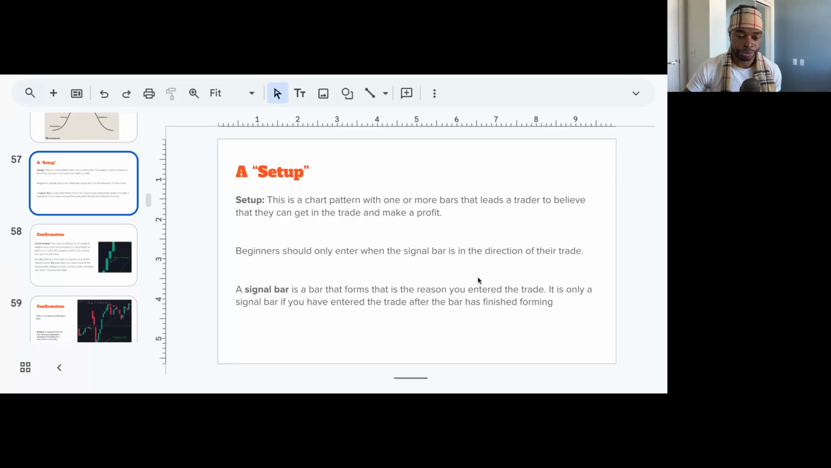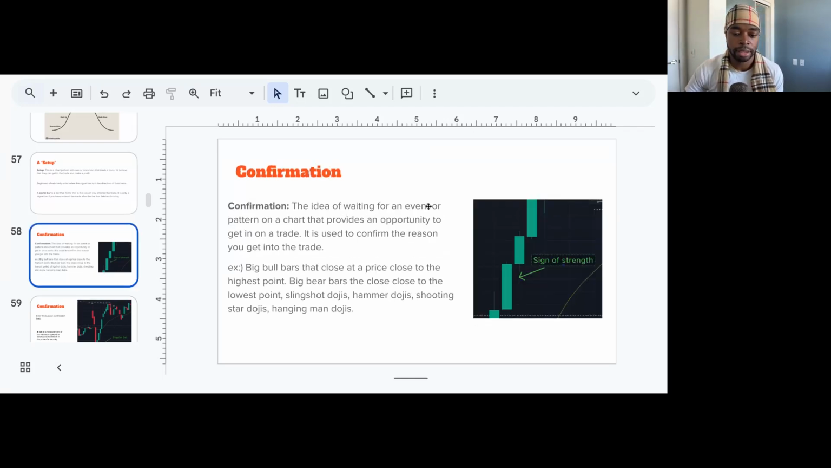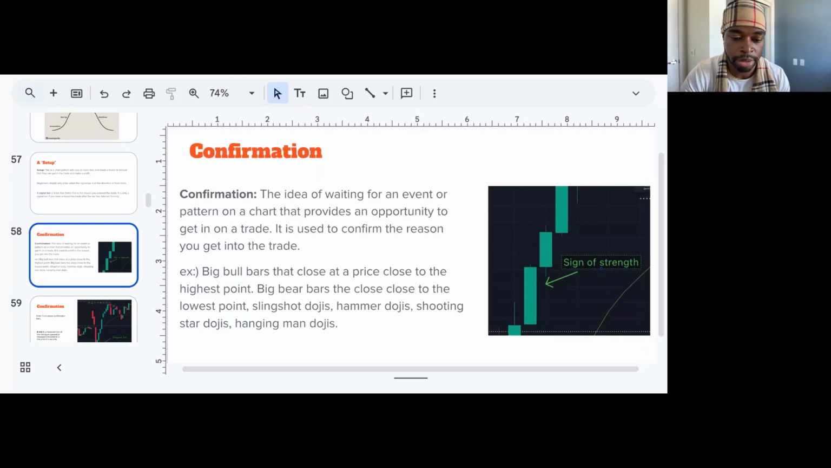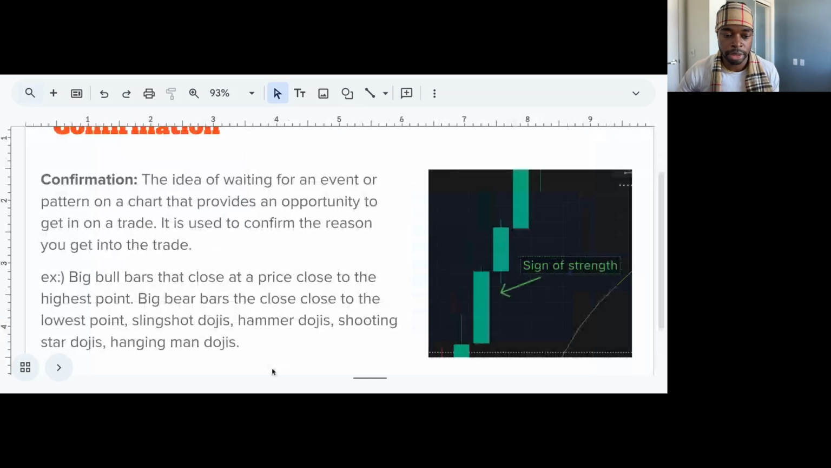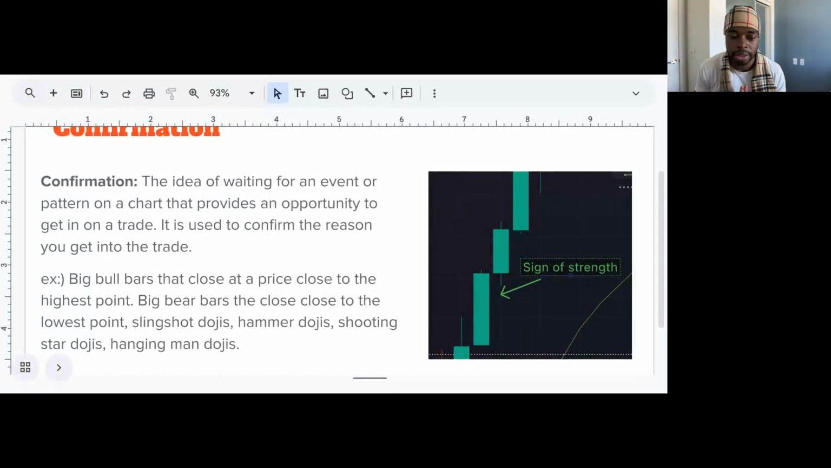That tells you to get in. A signal bar is a bar that forms that is the reason that you entered the trade, okay? And they look kind of like this. They're confirmation, all right? Let's make this a little bit bigger so we can take a look at it closely. Confirmation is the idea of waiting for an event or a pattern on a chart that provides an opportunity to get into a trade.